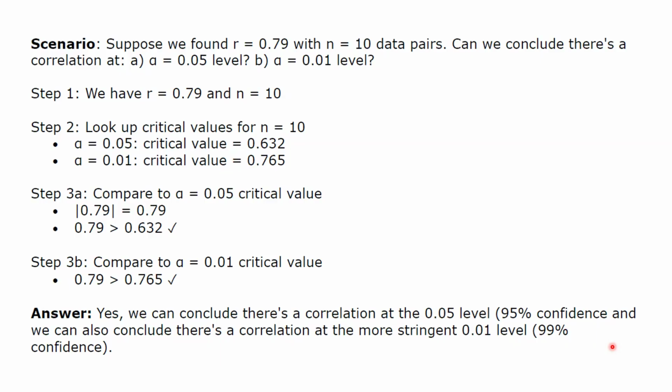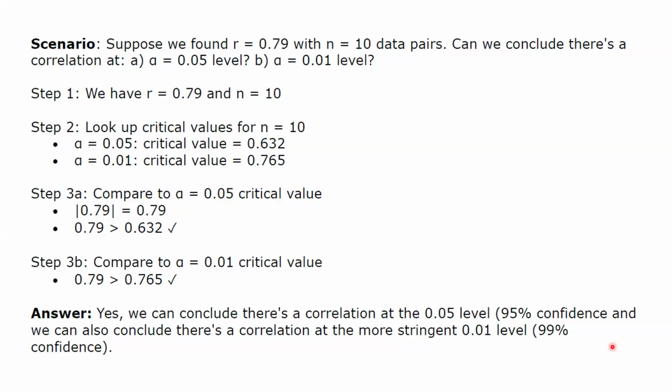Okay. So we can conclude then that there's a correlation at the 0.05 level. That's a 95% confidence. And we can also conclude that there's a correlation at the more stringent 0.01 level, and that's a 99% confidence. So the correlation is significant at both levels, which gives us very strong evidence that a real correlation exists in the population.